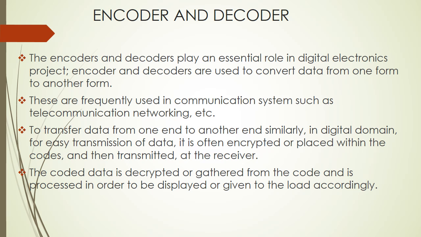Encoder and decoder. An encoder converts data into a code, while a decoder converts the code back to the original form. So let's look at the first one, which is the encoder. Encoders and decoders play an essential role in digital electronics projects. They are used to convert data from one form to another, which we explained earlier: the encoder converts data into code, while the decoder converts the code back to the original form.